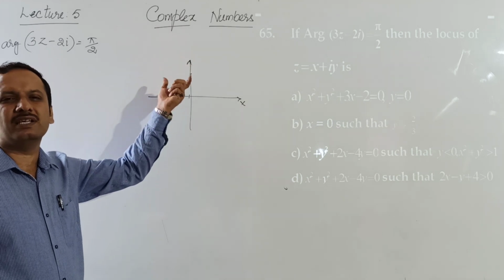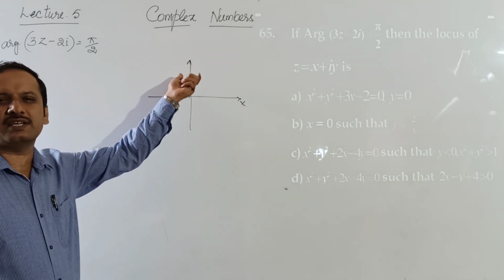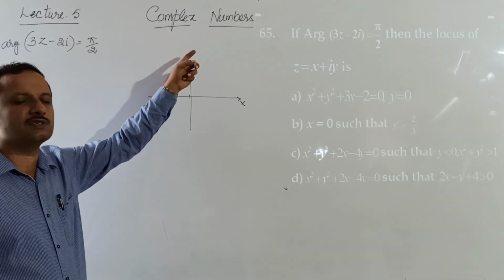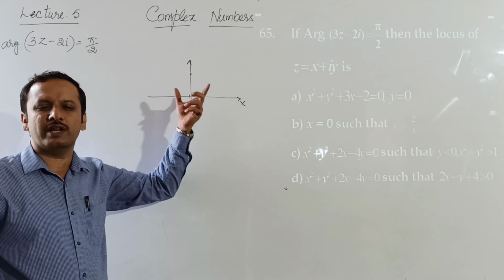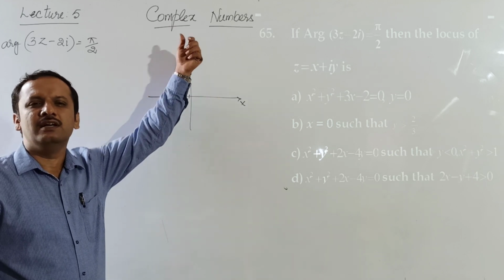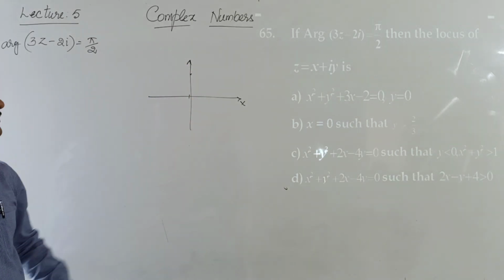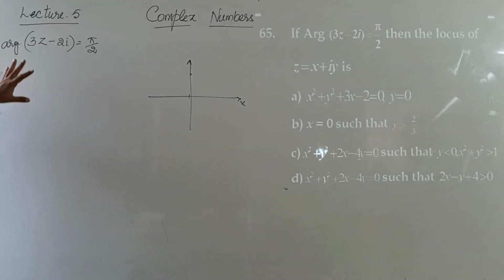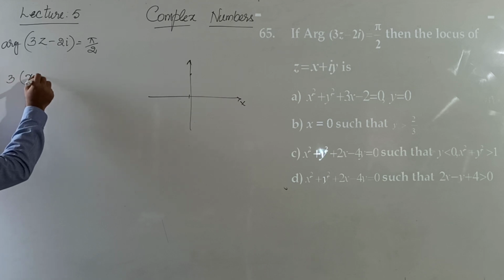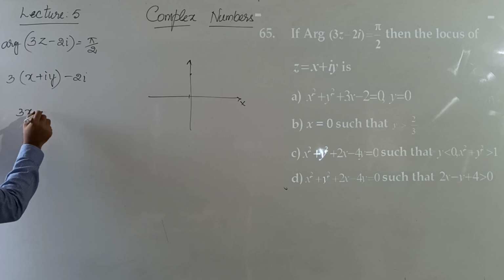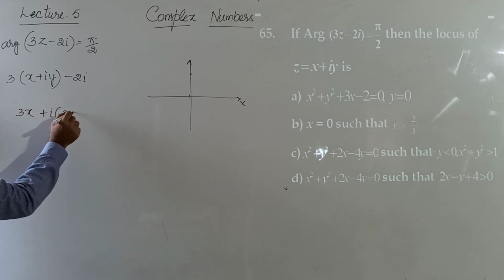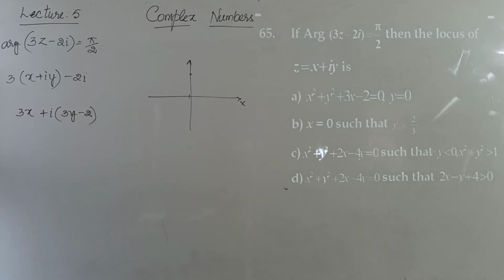So I am talking about i, 2i, 3i, 4i, 5i, etc. i is represented by (0, 1). Similarly, 2i is represented by (0, 2). So points on this will be of the form (0, 1), (0, 2), (0, 3), (0, 4). And not only integers, you have (0, 1/2), (0, 1/7), (0, 3/8), etc. Okay? So now, argument of this complex number. What is that complex number? 3 into (x plus iy) minus 2i. So 3x plus i into (3y minus 2). Okay? This is a complex number.